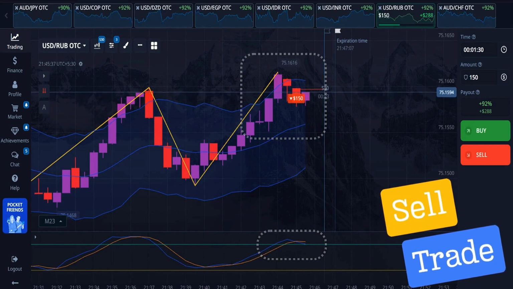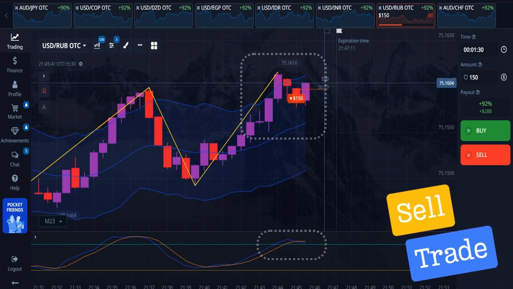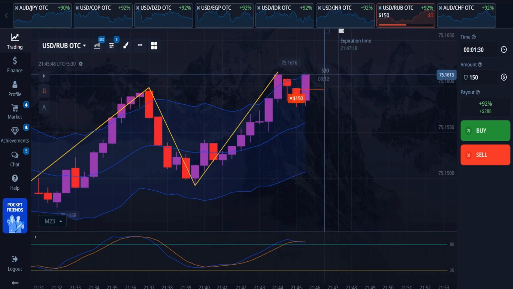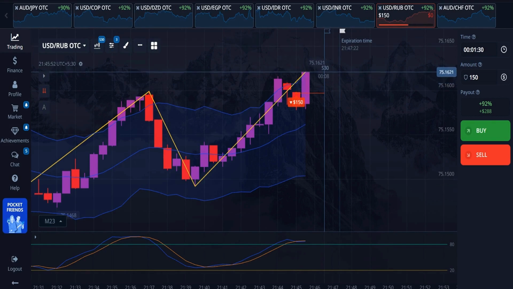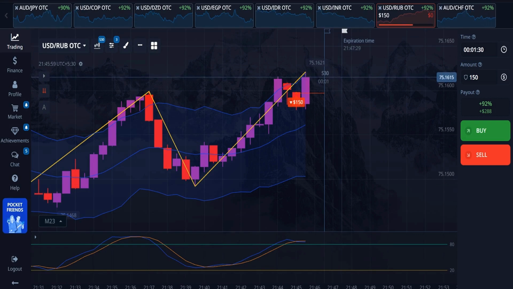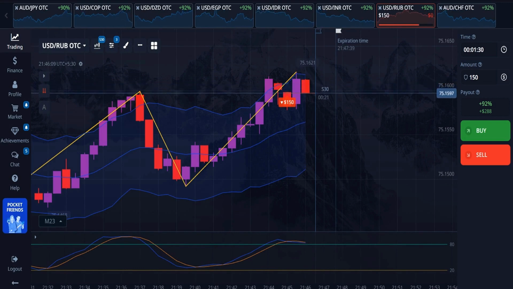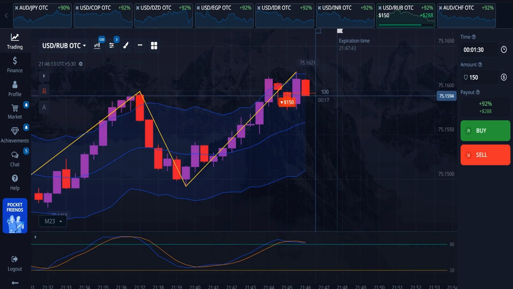For this strategy, set your candle time frame to 30 seconds and choose an expiry of 1 minute and 30 seconds. Important note: this strategy is specifically designed for OTC markets and performs best in a zigzag or sideways market condition. It is not recommended for strong trending markets. Always respect the market trend and avoid trading against it.